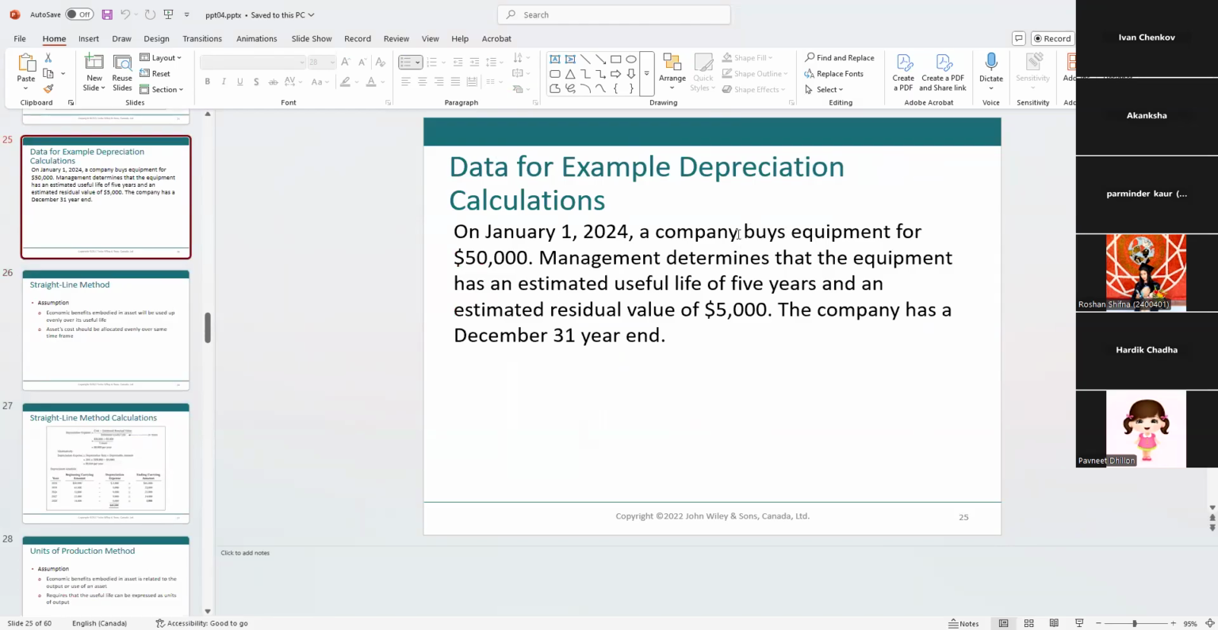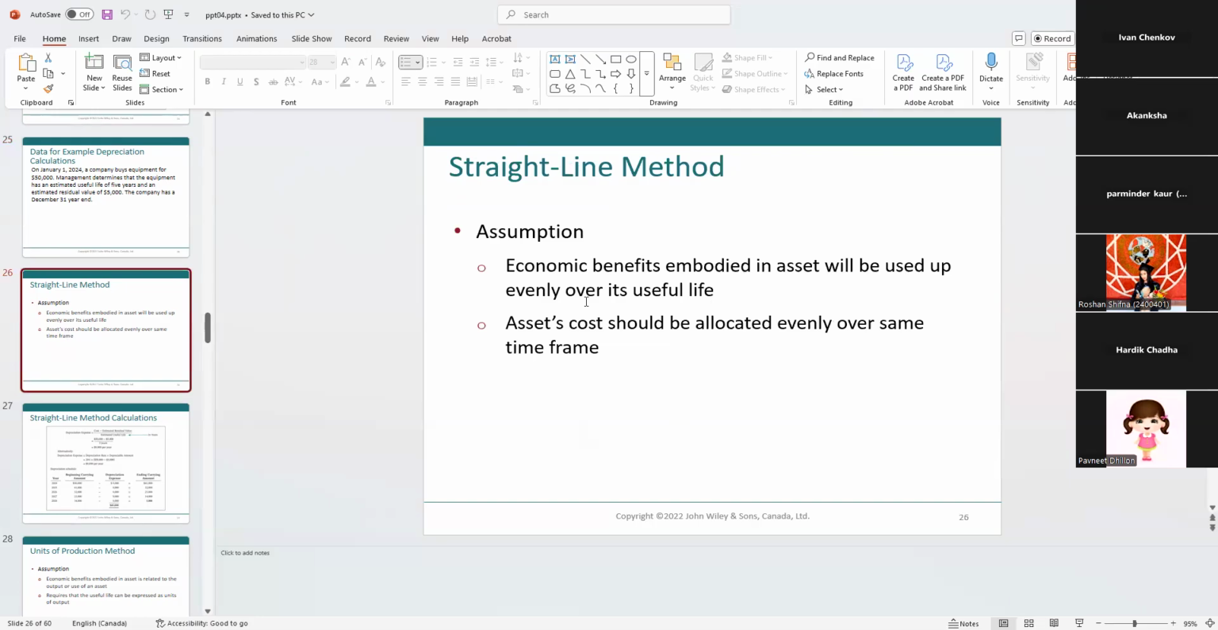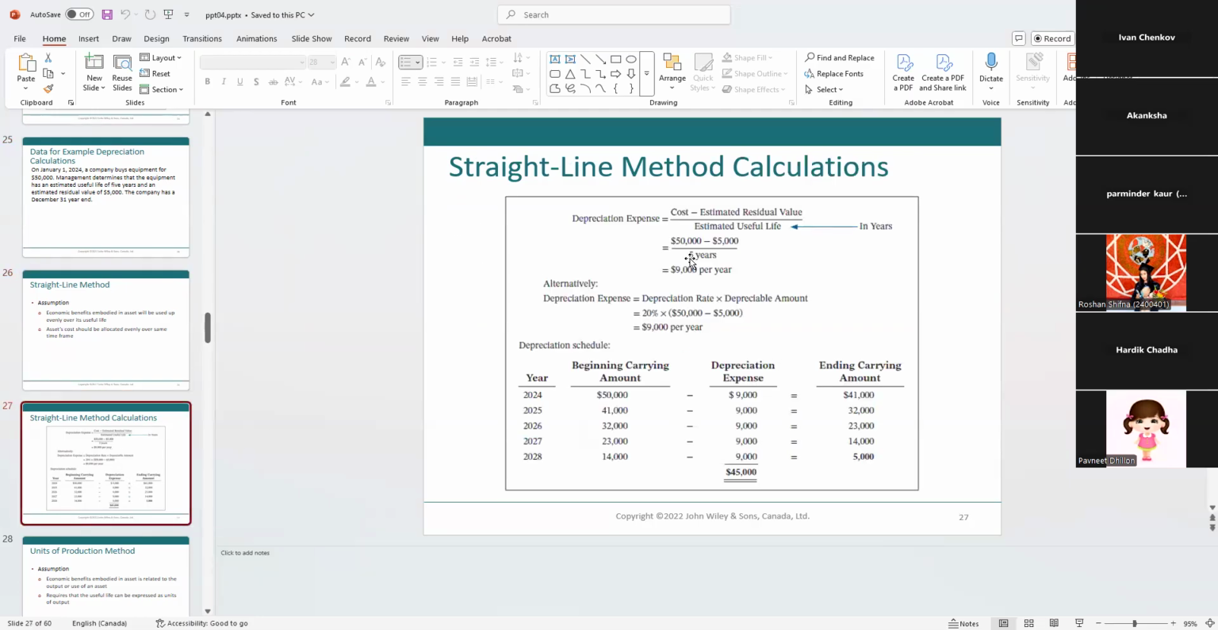First is based on a company that bought equipment for $50,000 and has an estimated residual value of $5,000. That means we have to depreciate only $45,000 over the 5 years if we're using the straight line method. So over the 5 years, $9,000 will be per year, and every year we depreciate only $9,000 until we get $45,000 at the end of year 5. Once we have total depreciation of $45,000, the carrying amount of the asset will be only $5,000.